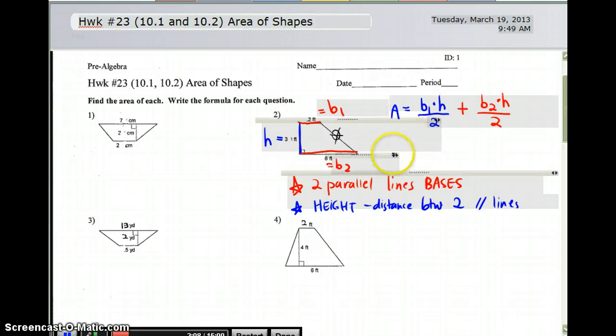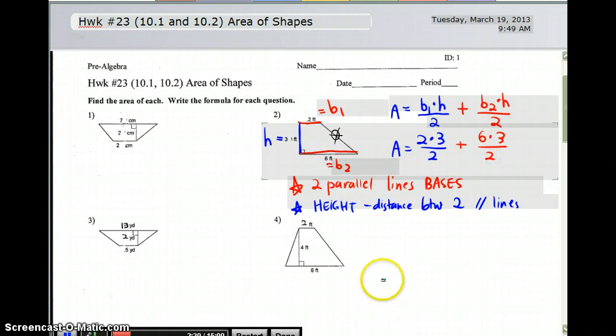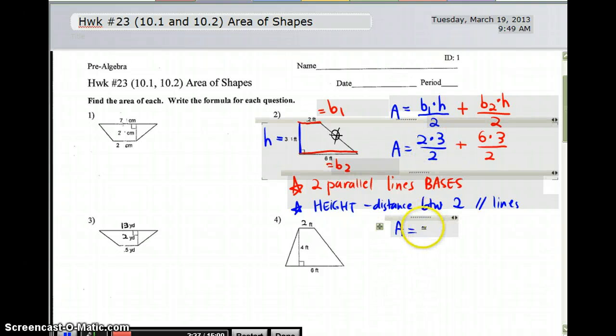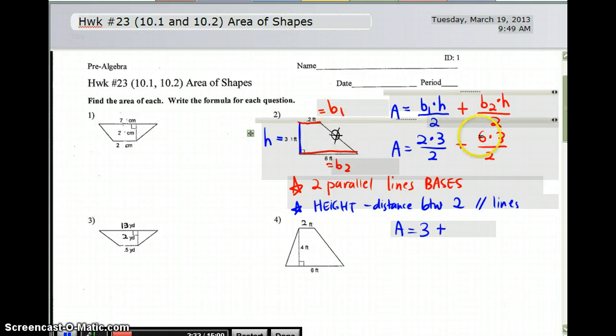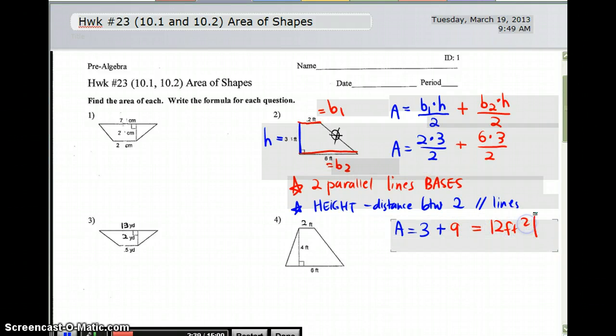So knowing that, I'm going to plug that in. I'm going to say base 1 is 2 times the height of 3. Then I'm going to divide by 2, giving me my first triangle. The second triangle will be 6 times 3 divided by 2. And then if I work that out, I will get 2 times 3 divided by 2 is going to be 6 divided by 2, which is 3. Then I'm going to add that with 6 times 3 divided by 2, giving me 9. And so number 2 is 12 feet squared is my final answer.